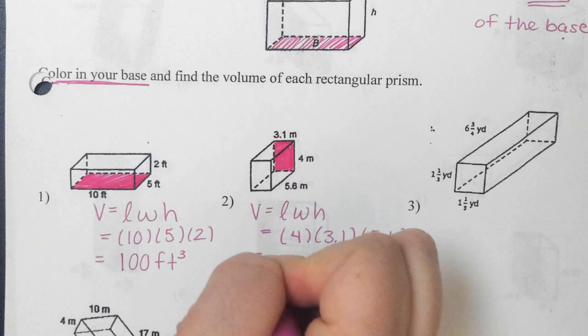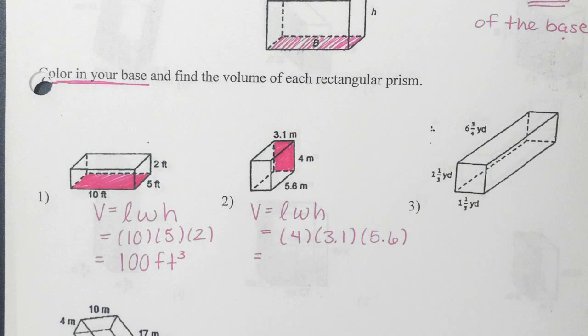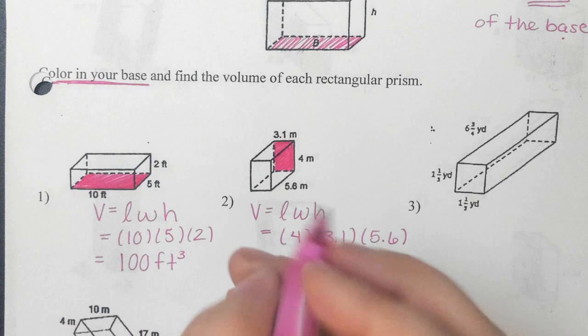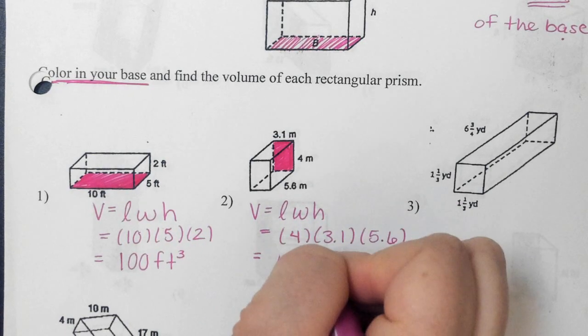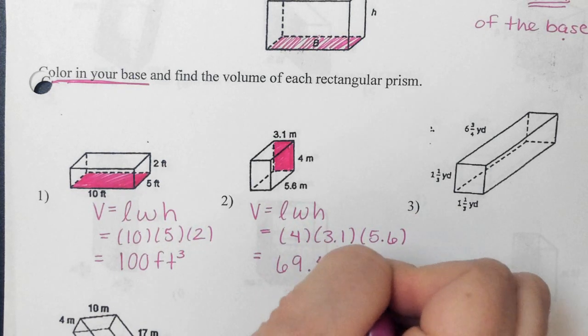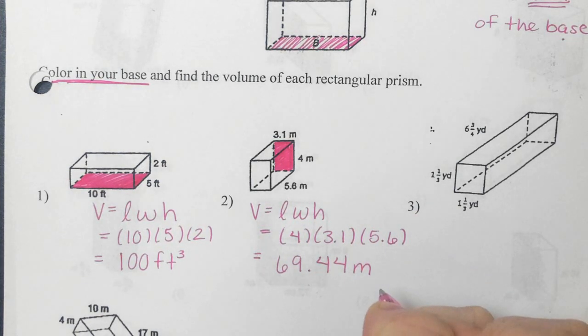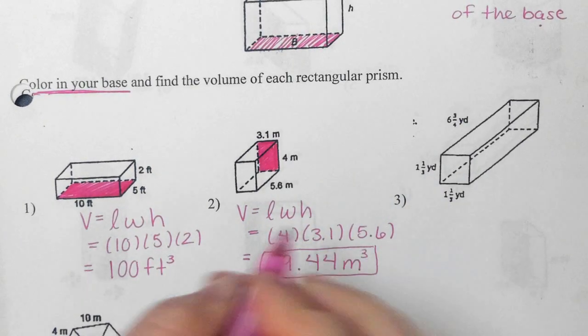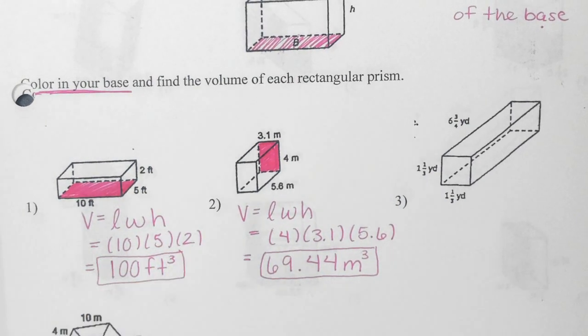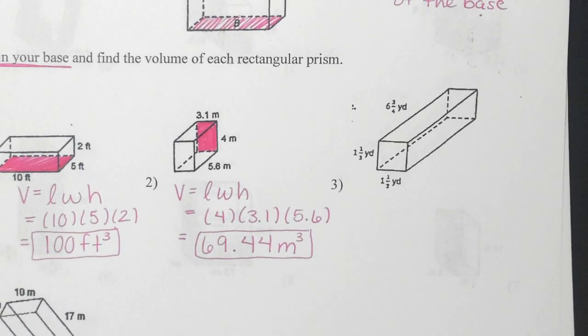All right, so when I multiply this one out, what do I get? Make sure you type that in carefully. What do I get when we multiply this out, Parker? 69.44 with the 3, which is cubed. So 69.44 meters to the 3rd, or you can say cubed. Either one, as long as we make sure we're putting the 3 there. Okay? All right, number 3.